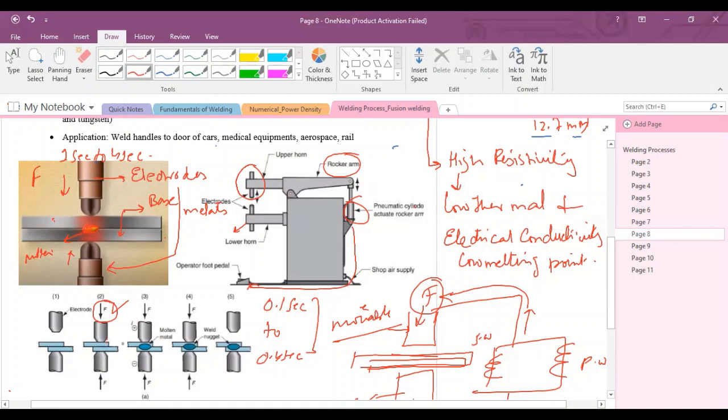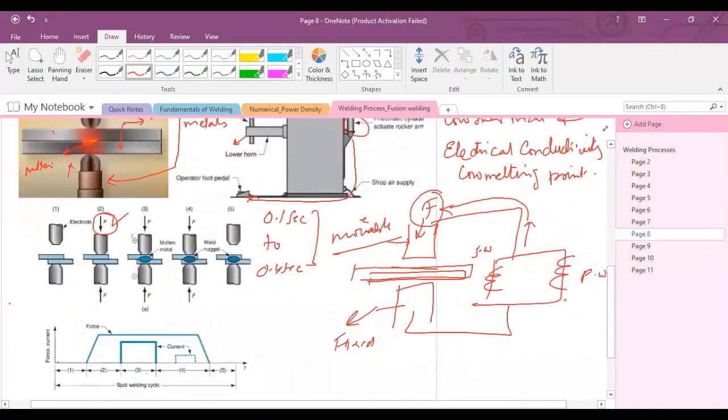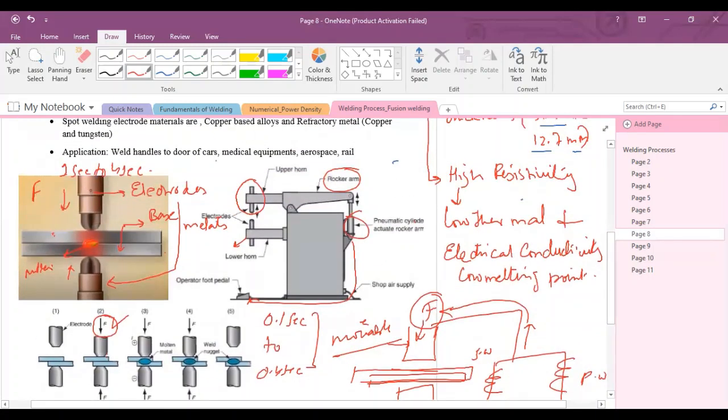In step 3, when the electrode comes in contact with the base metal, the transformer turns on and electrical current flows towards the movable electrode. Electrical current passes through the movable electrode and enters the base metal. Due to high electrical resistivity, both base metals should have high resistivity, and high resistivity means low thermal conductivity or low electrical conductivity, and both base metals should have a low melting point. This is the prerequisite for spot welding.